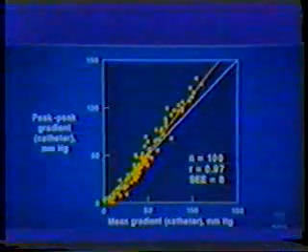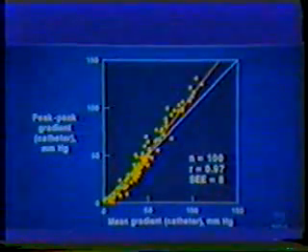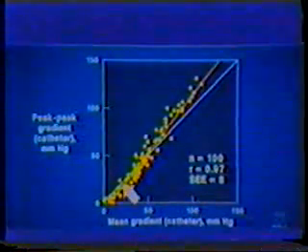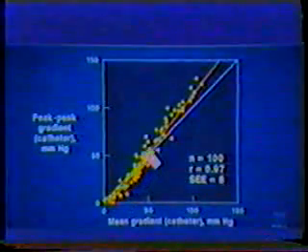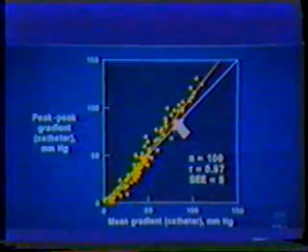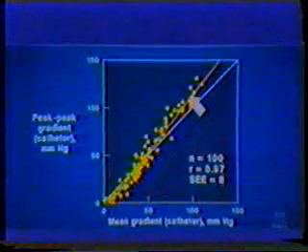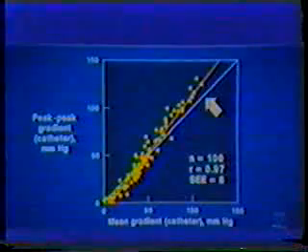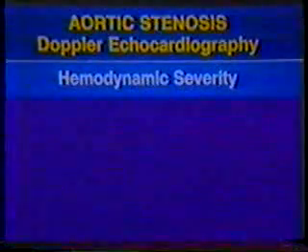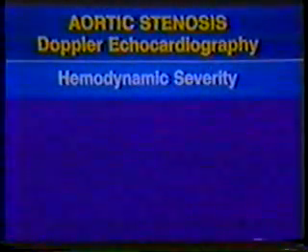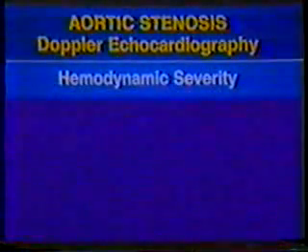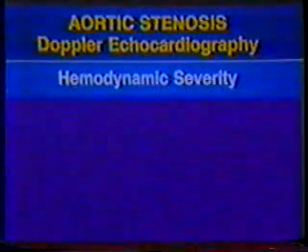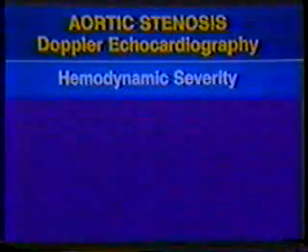This figure from the same study illustrates the useful general rule that the mean gradient closely approximates the peak-to-peak gradient, with significant discrepancies occurring only when dealing with the highest gradients. Pressure gradients do not always accurately reflect the severity of stenosis. For a given degree of aortic stenosis, the pressure gradient will vary with changes in cardiac output.